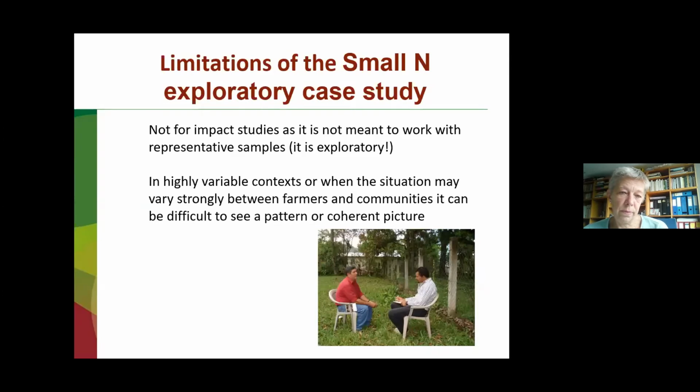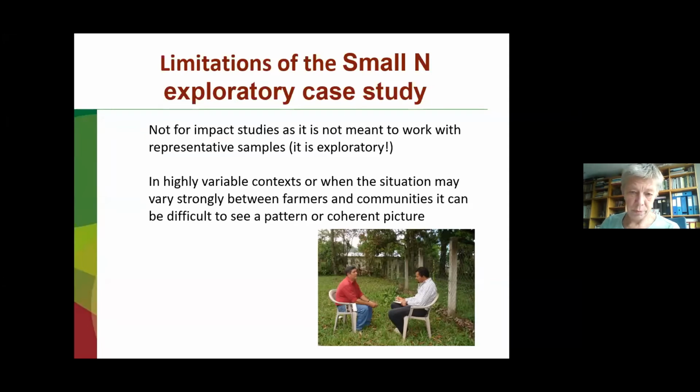Limitations of this tool. This tool is not for impact studies, as it is not meant to work with representative samples. The name already says it. It's exploratory, and you use it to understand, to diagnose and to learn about seed systems. Not being representative is for some researchers and politicians a problem. They only like to trust large numbers. Well, you can refer them to publications in credible scientific journals that have accepted this type of study, and you can tell them that you are aware of the difference with the large N studies that claim to be representative.